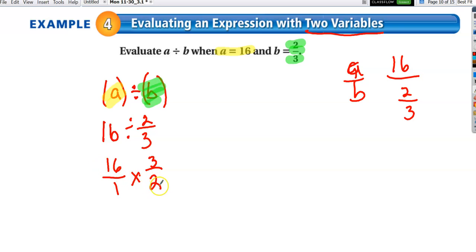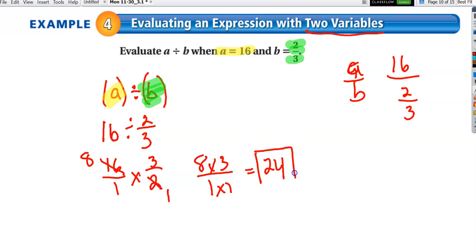And now I'm going to simplify before I multiply. 2 goes into 2 once, 2 goes into 16 8 times. What I'm left with is 8 times 3 over 1 times 1, which equals 24. 24 divided by 1 is just 24. Okay, so again, you don't have to put the variable in parentheses, but I feel like if you do, it's much easier to not make mistakes and accidentally put the 2/3 over where the A is supposed to be, where the 16 is.